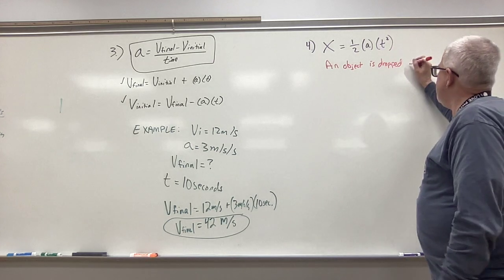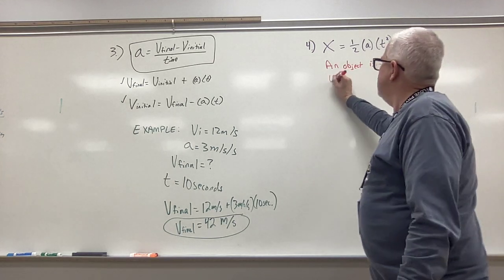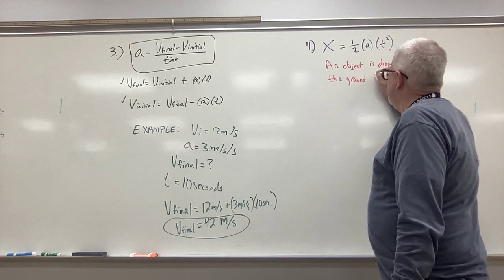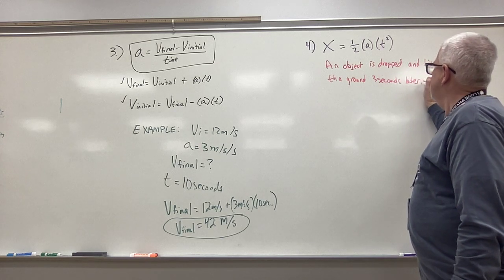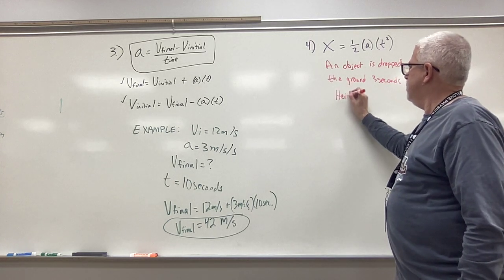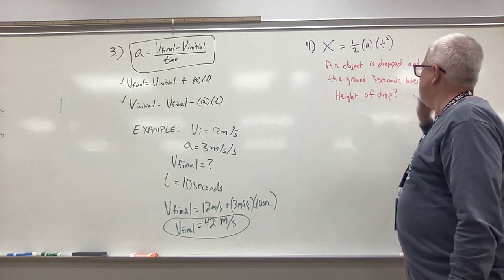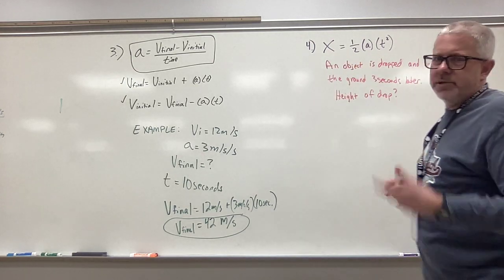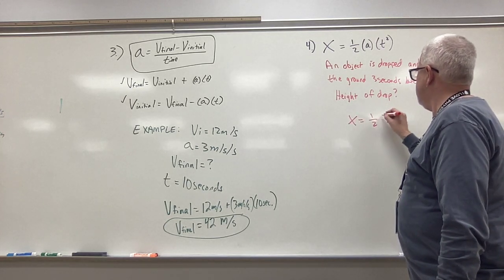From a building or something like that, and hits the ground 3 seconds later. How high would the object be that it's dropping from? Well, again, we're just going to come back and use this straightforward. Even though it's vertical, which is in the y direction, we'll still use this x for displacement. So we'll say x is equal to 1/2 at squared.